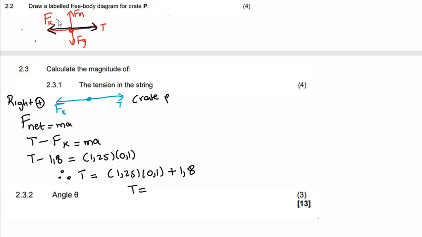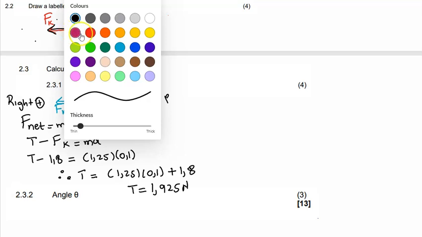We need to punch that on the calculator. We need to say 1.25, multiply that by 0.1. The answer that we get, we need to add 1.8, which gives us the answer of 1.925 newtons. So the answer is 1.925 newtons. So now we need to follow the instructions.